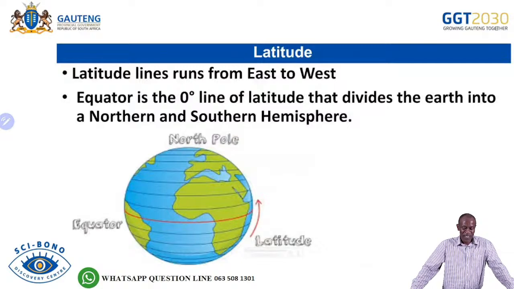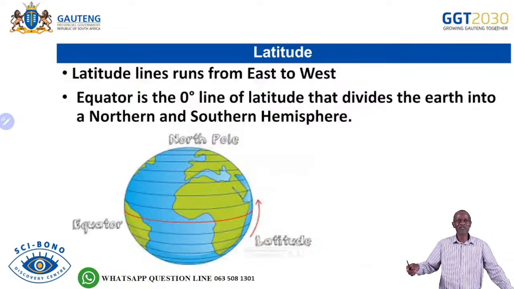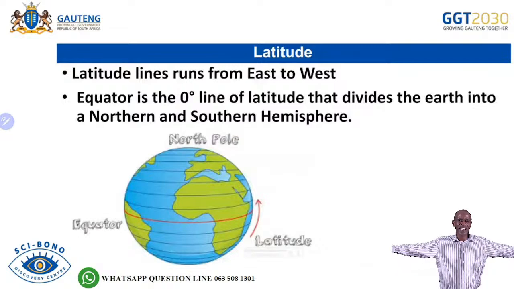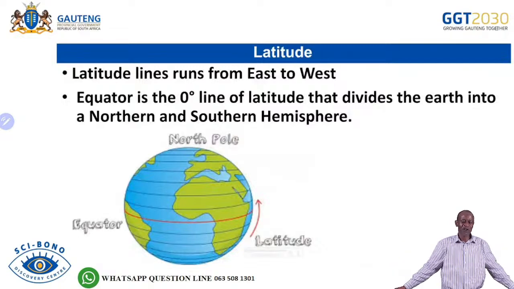So I've alluded to two lines that we find on the map. That is the longitude, and as I stand, the longitude would be from my head to my toe, and the latitude, as I stretch my hand, will move from east to west, or vice versa.